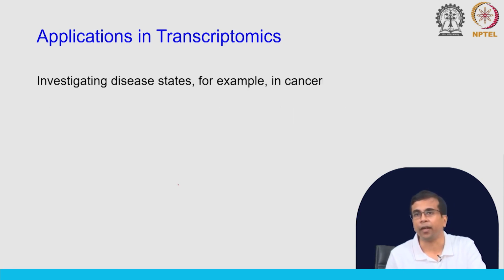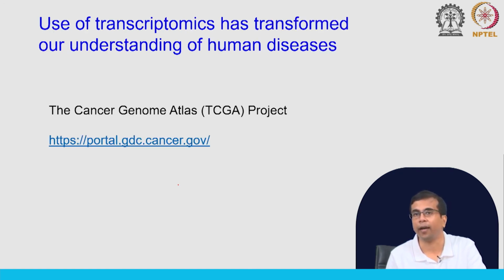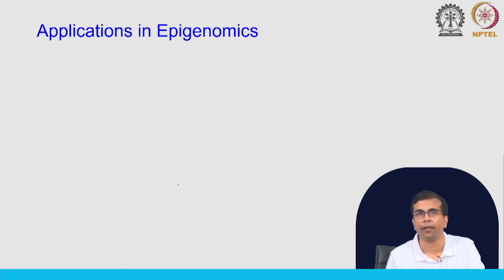So, NGS has been applied for disease states in cancer, and there is a whole bunch of data for different types of cancers where we have this transcriptomic data. It is called the Cancer Genome Atlas project. Here is the link where you can look into some of these data sets, explore them, and you can also read papers looking at the differences between cancer versus normal samples.